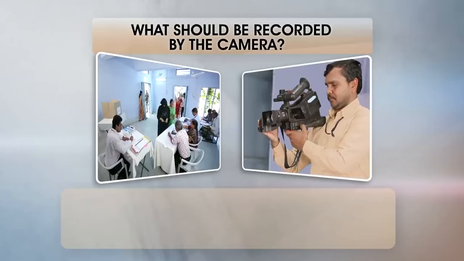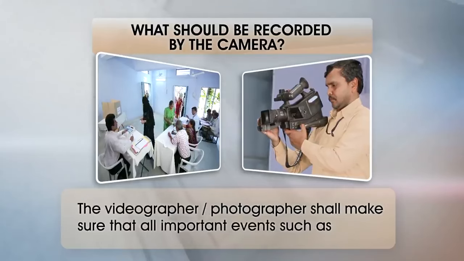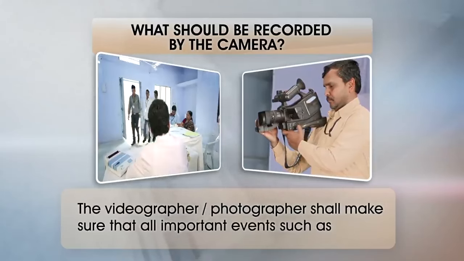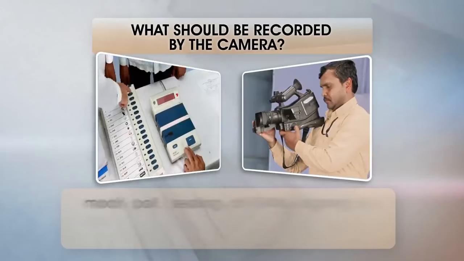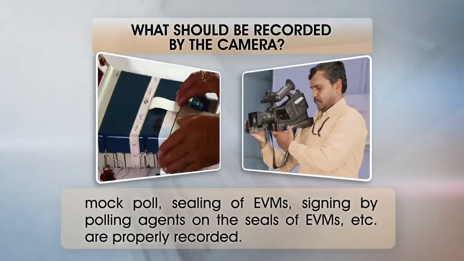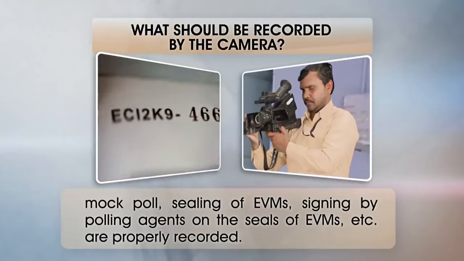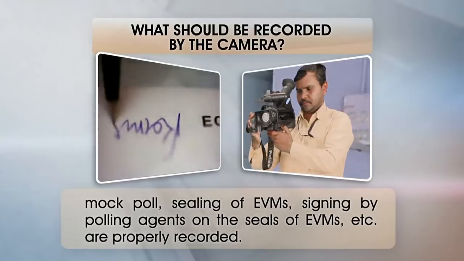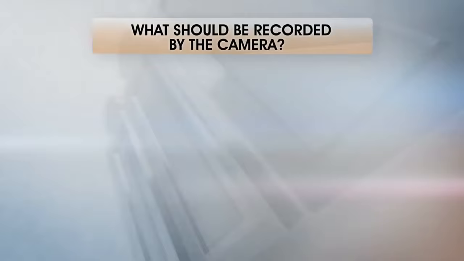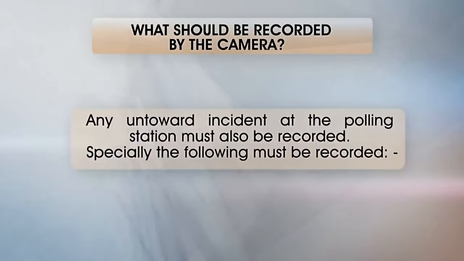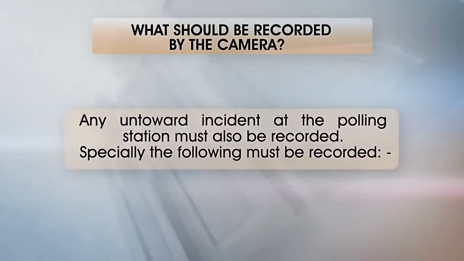What should be recorded by the camera? The videographer, photographer shall make sure that all important events such as mock poll, sealing of EVMs, signing by polling agents on the seals of EVMs, etc. are properly recorded. Any untoward incident at the polling station must also be recorded.